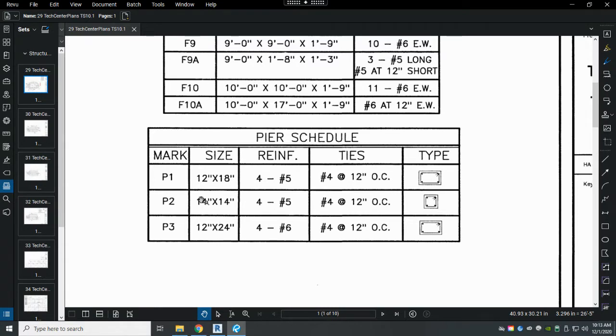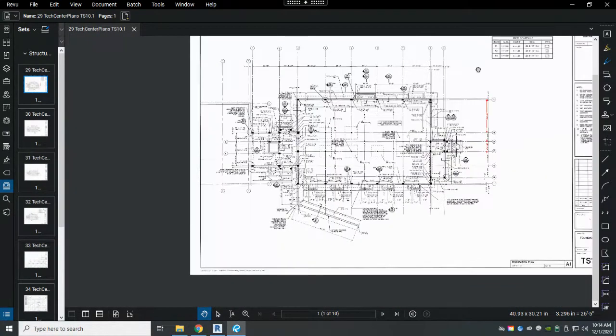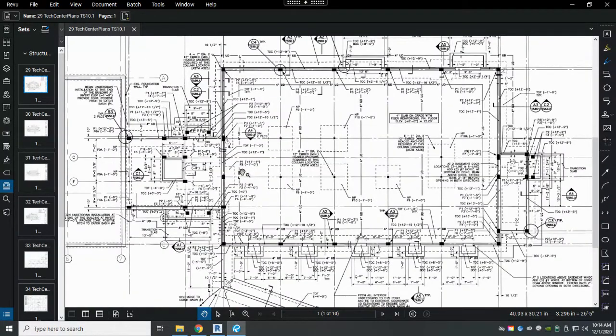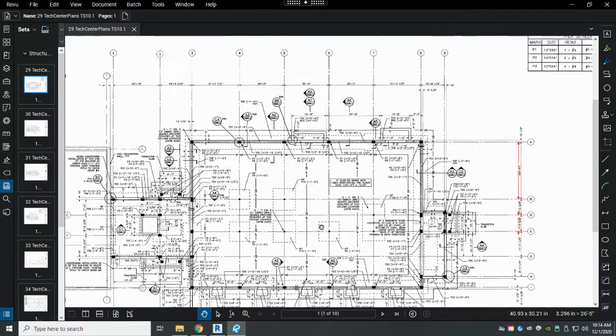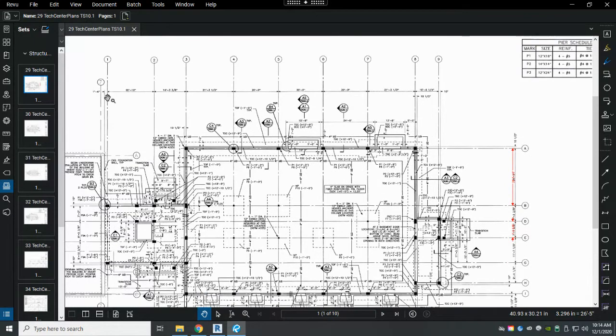And column P2 is a different size, and P3 is another size. So we have those 3 different types that we're going to see throughout this set, or throughout the foundation plan. When we look at our column bubbles, always look to see if there's any column bubbles skipped, or things that maybe don't make any sense.